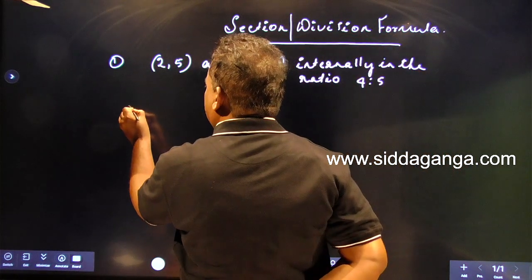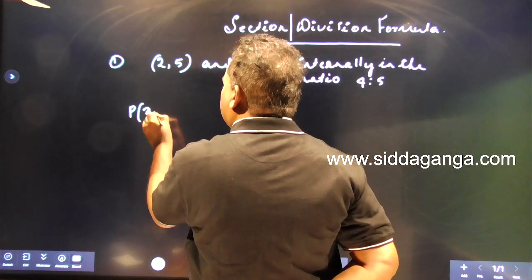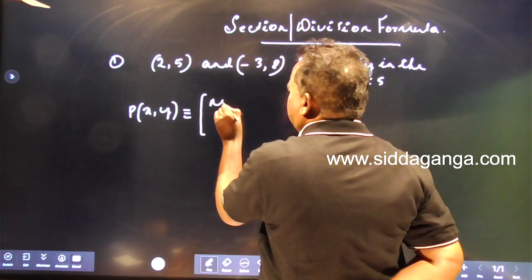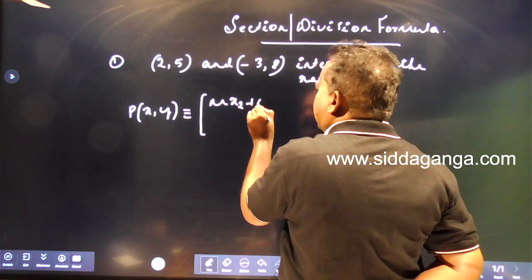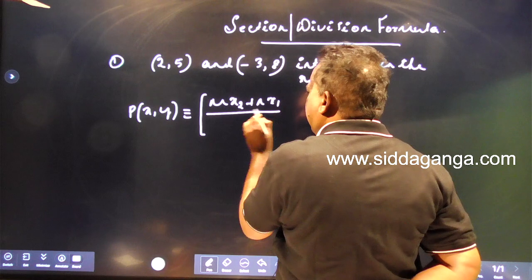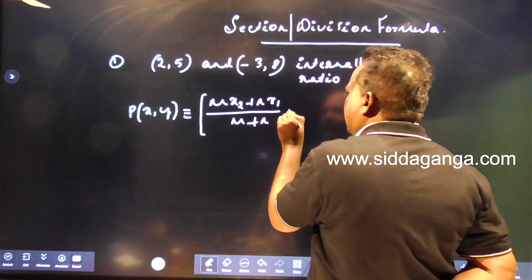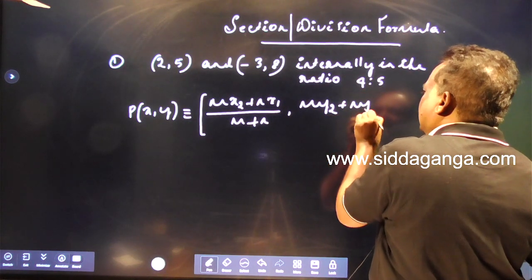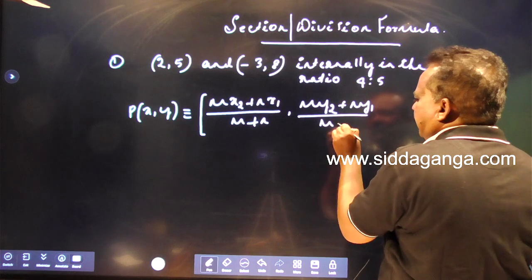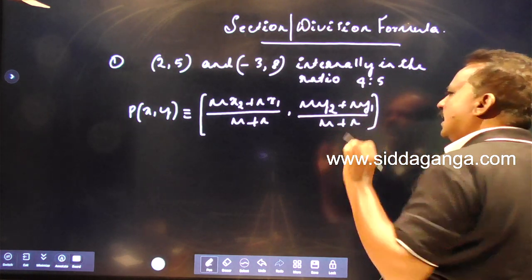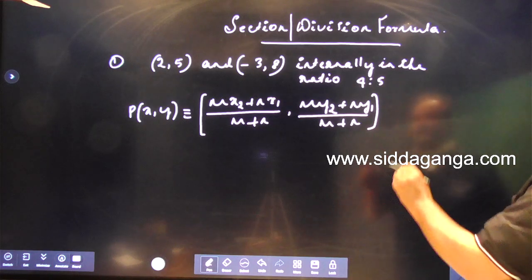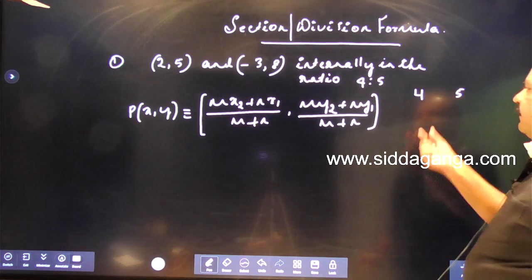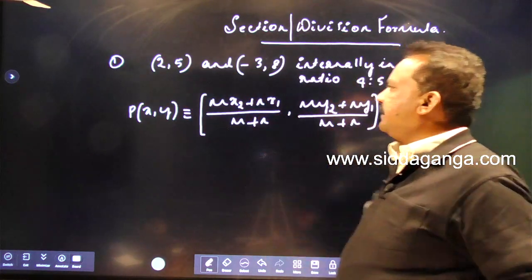Write the section formula for internal division. P of xy is mx2 plus nx1 divided by m plus n, my2 plus ny1 divided by m plus n. How do you have to take the coordinates? First you have to take the ratio. Look, below the 4, you have to write the first point, that is x1 y1.